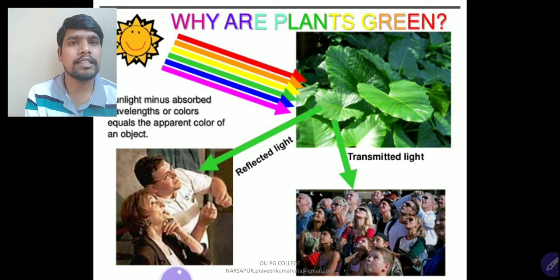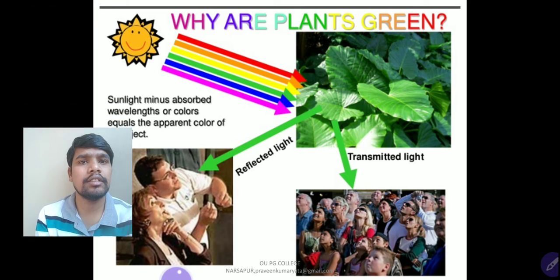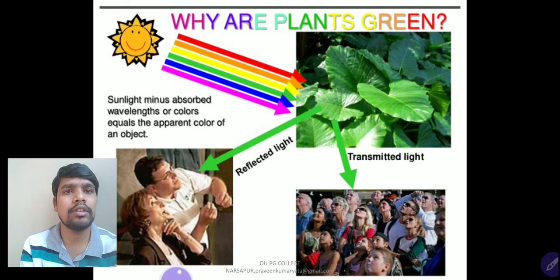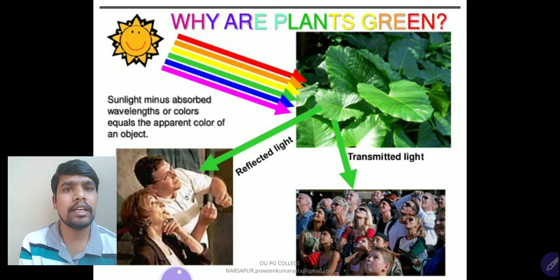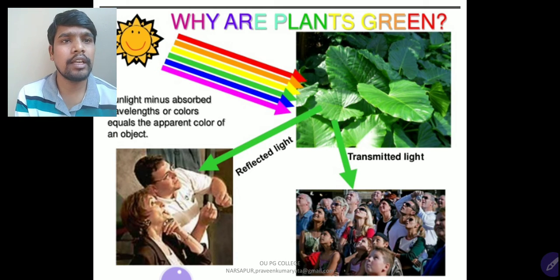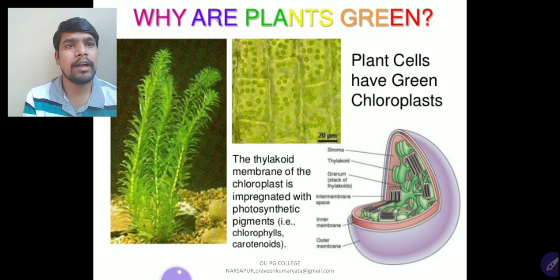Why are plants green? Sunlight means the observed wavelength or color is equal to the apparent color of an object. The green pigments, the green colored leaves, absorb the sunlight, and there is reflected light and transmitted light. Reflected light is different and transmitted light is different. That is the complementary nature of the color. We already studied this last year.